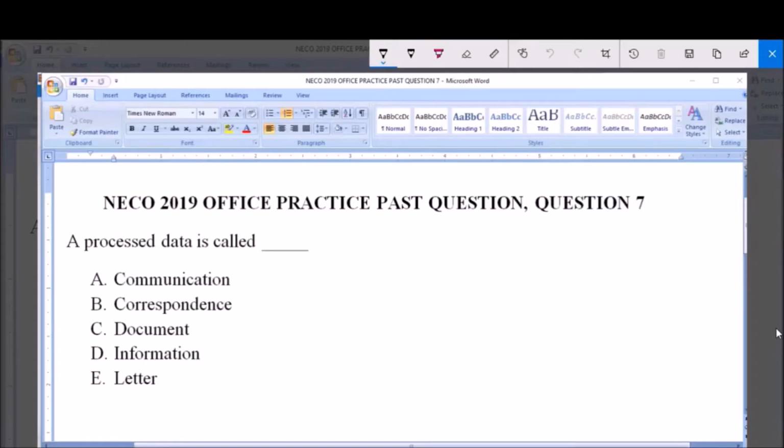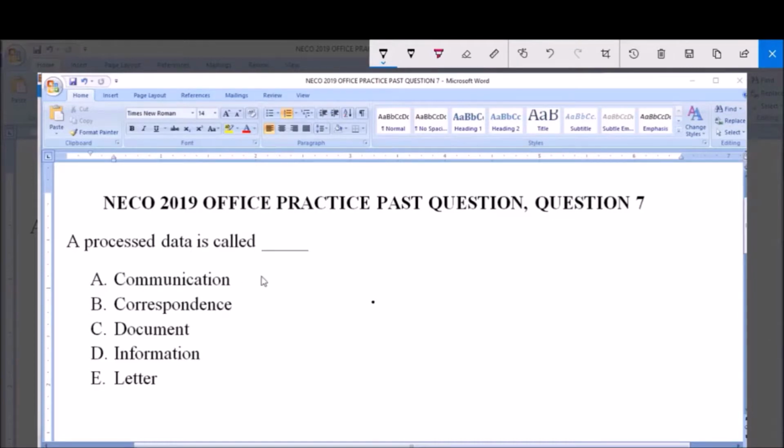I'm going to be answering NECO 2019 Office Practice Past Question 7. A processed data is called dash. A. Communication, B. Correspondence, C. Documents, D. Information, and E. Letter. A processed data is called dash.